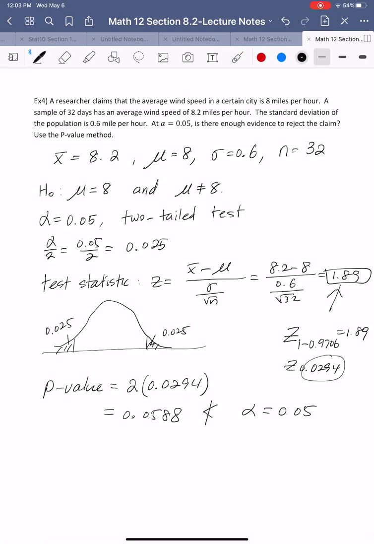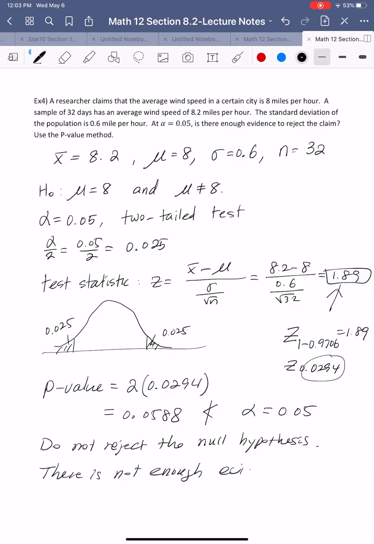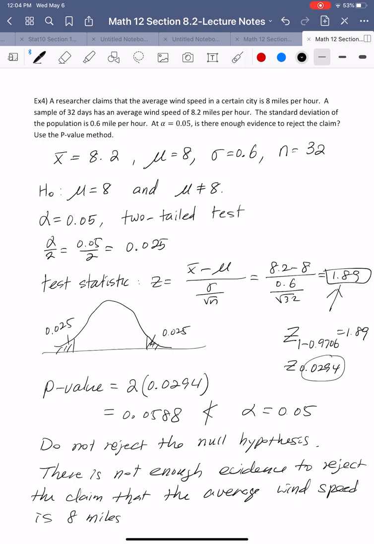So it's not. That means we do not reject the null hypothesis, which means there is not enough evidence to reject the claim that the average wind speed is 8 miles per hour. Alright, so that's how you use the z-score to do the test statistic. Thank you for listening.